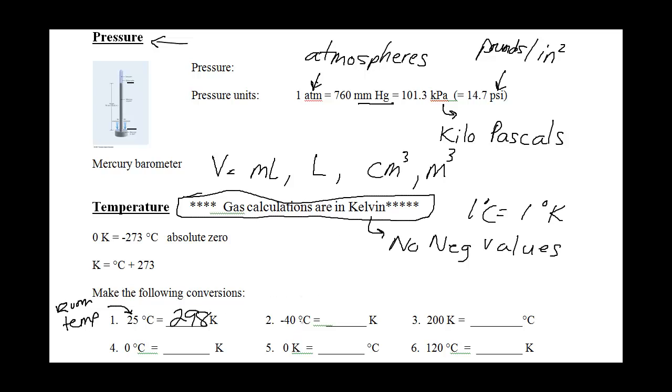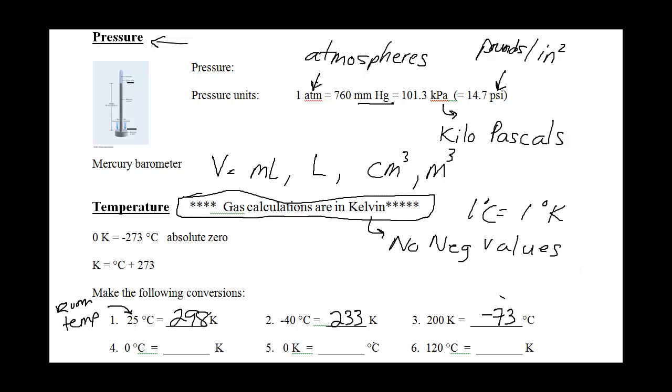Okay, so look at this. Negative 40, what is that in Kelvin? Add 273, that's 233 Kelvin. Okay, now we're going to have to subtract because it's Kelvin to Celsius. So subtract 273. So 200 Kelvin is minus 73 degrees Celsius.